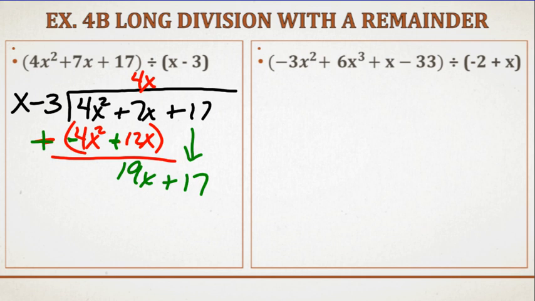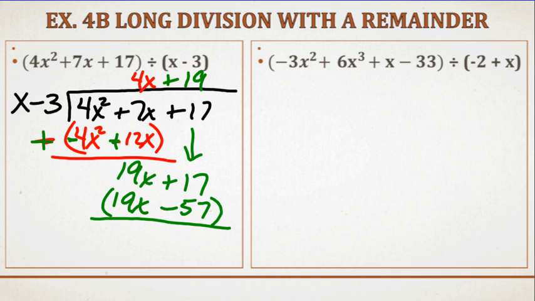So what do I multiply x by to get 19x? 19. 19 times x is 19x. 19 times a negative 3 is a negative 57. Now you're going to subtract this binomial, which really means I'm adding the opposites. So 19x minus 19x is 0. 17 plus 57 is 74.